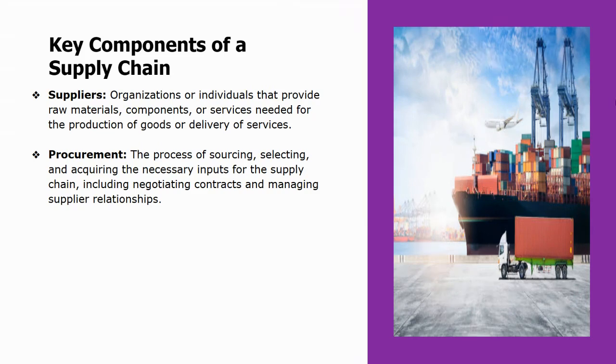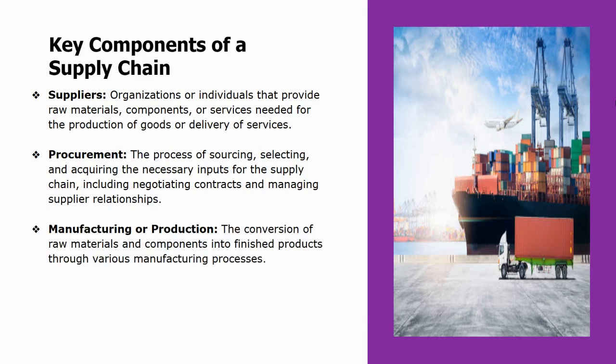Then we manage supplier relationships, working with suppliers to ensure that they deliver goods on time, in the right quantity, at the right quality, at the right price. These are the right components that we need to look at. So that is the procurement aspect of the supply chain.